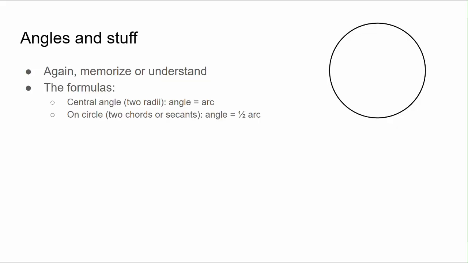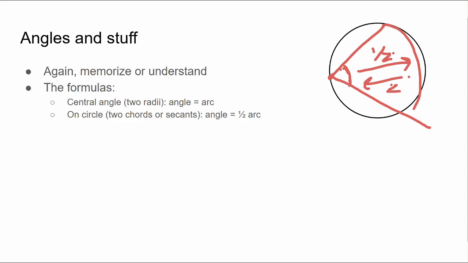When it's on the circle, this is also called an inscribed angle, like that. So it can be a chord or a secant, which is chord, secant, no, sorry, can't really see my pen. Then that's just half of it. So this arc is half of this arc, one half, or the other way around, this one is two times.